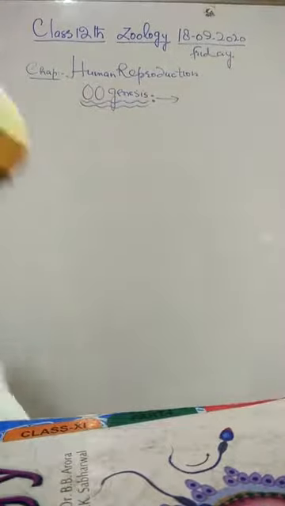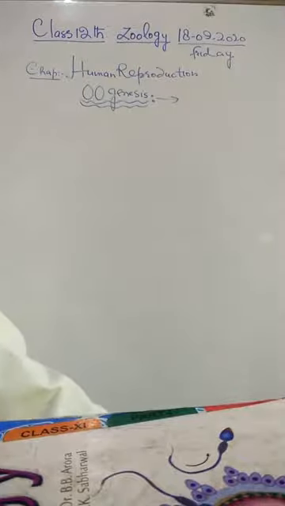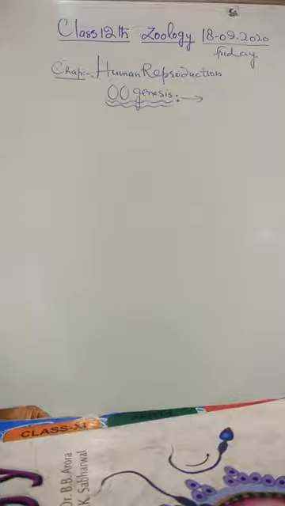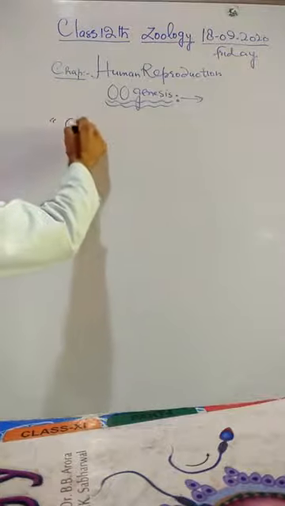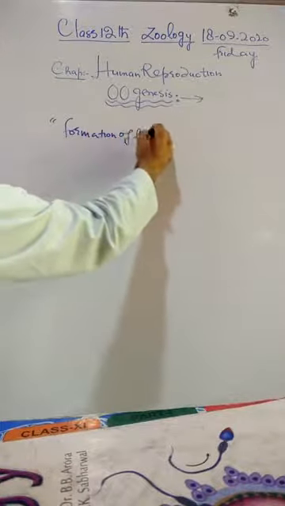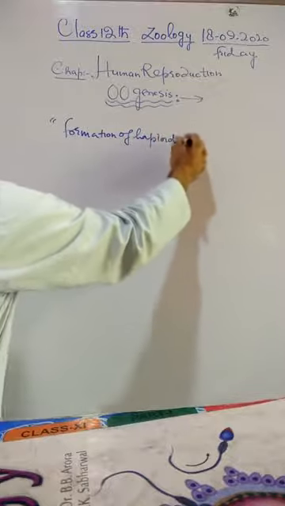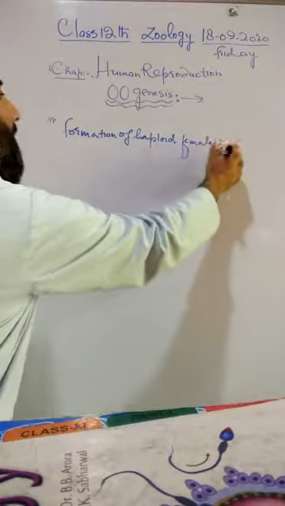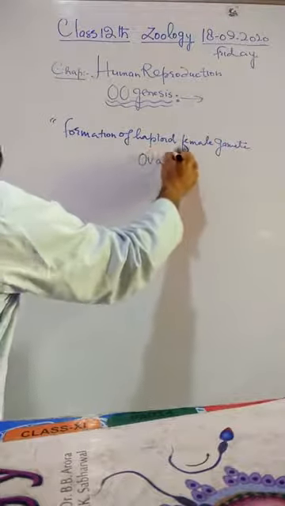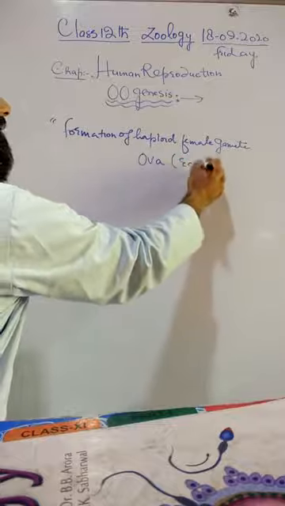For class 12th, chapter Human Reproduction. The process which we are going to study this time is oogenesis. It involves the formation of haploid female gamete called ova. That haploid female gamete is called ova, or simply we call it egg.